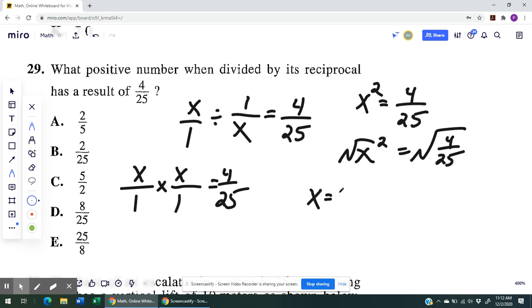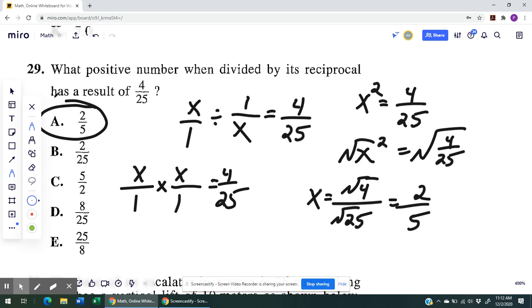I can also separate the square root of a fraction into taking the square root of the numerator, dividing by the square root of the denominator. And the square root of 4 is 2. The square root of 25 is 5. And there is my answer.